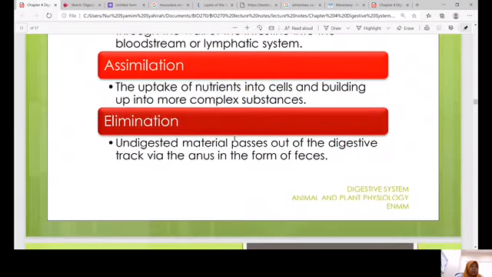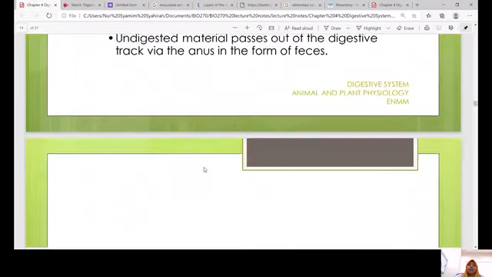And elimination is the complete removal of the unwanted material. All the undigested material such as fiber will pass out from the digestive tract via the anus in the form of feces.